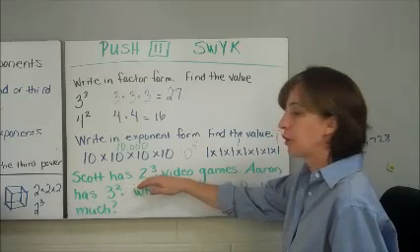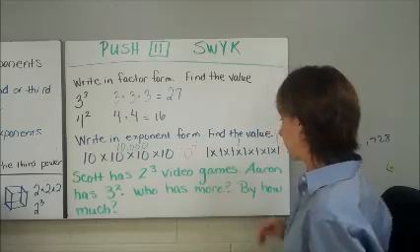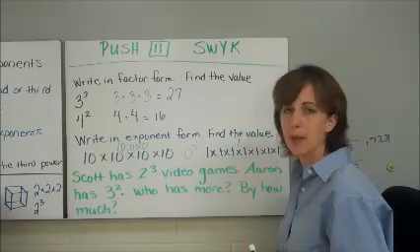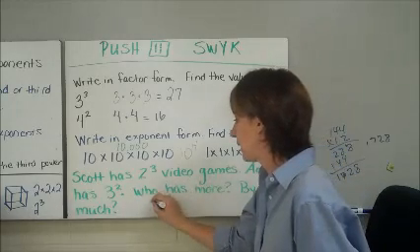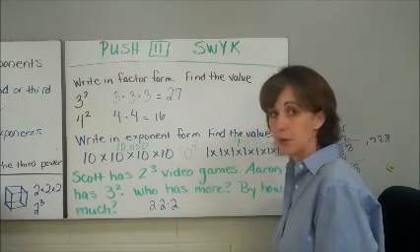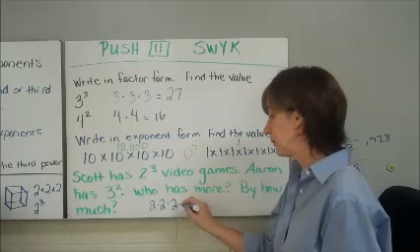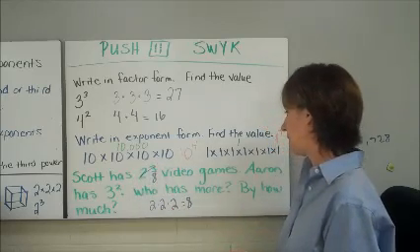Scott has 2 cubed video games. Aaron has 3 squared video games. Who has more, and by how much? So first we find out how many Scott has. Scott has 2 times 2 times 2. 2 times 2 is 4, and 4 times 2 is 8. So Scott has 8 video games.